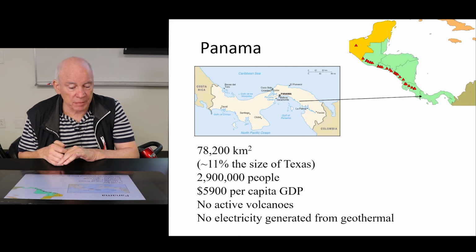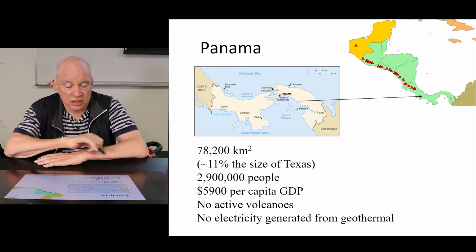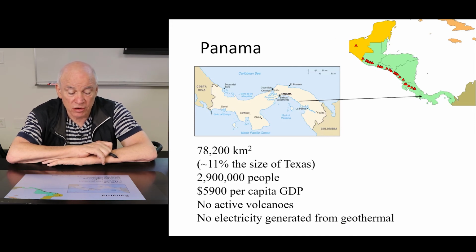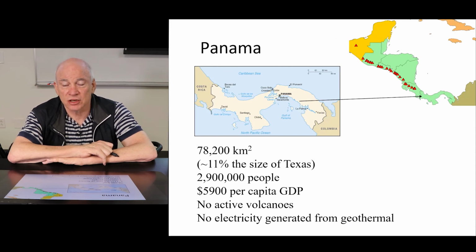And finally, Panama. It's about 10% the size of Texas with almost 3 million people, $5,900 per capita GDP, no active volcanoes, and of course no electricity generated from geothermal. So if you're going to go into the business of geothermal energy, the best thing to do is find your volcanoes and look around them.